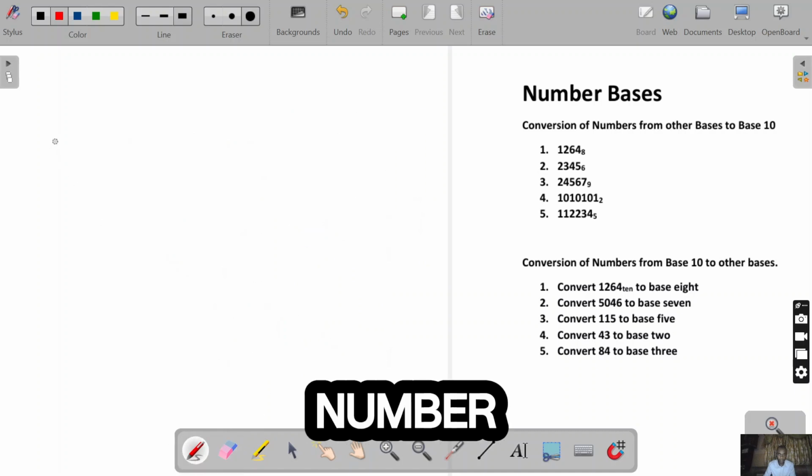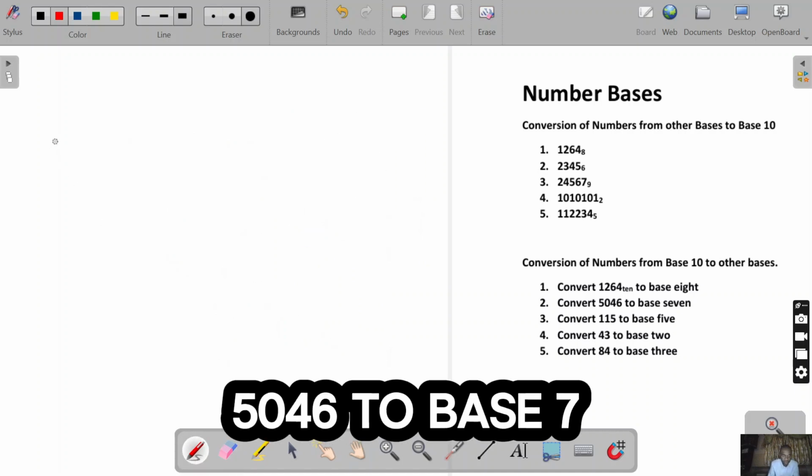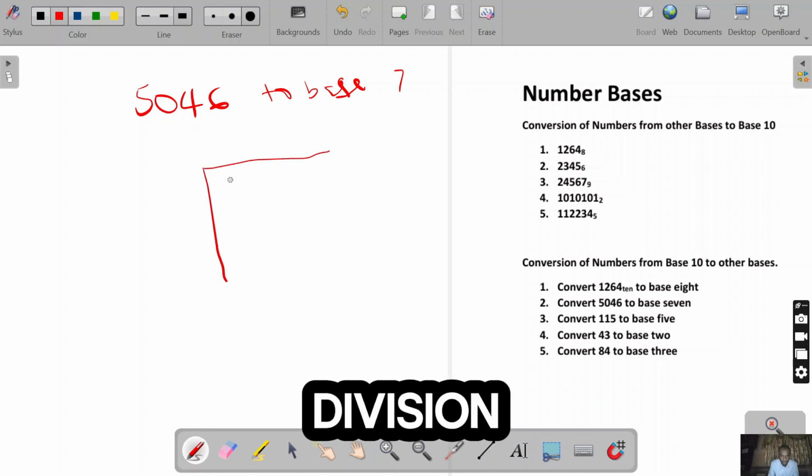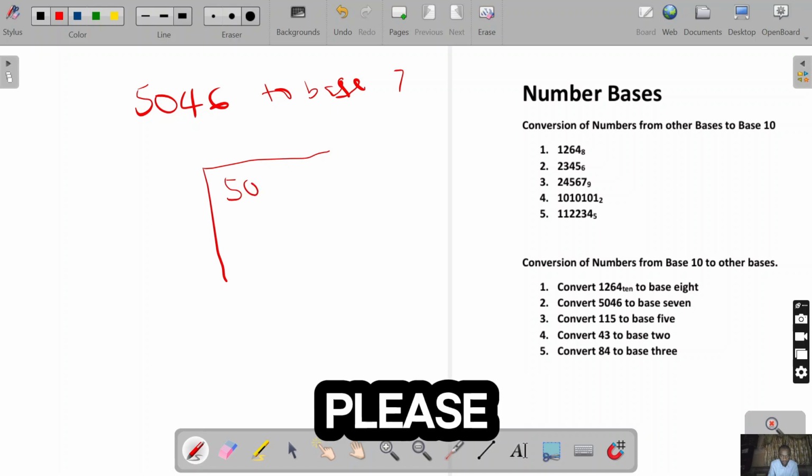The next number, 5046 to base 7. So what do we need to do? Just do the long division. We are stopping at number 3, please.